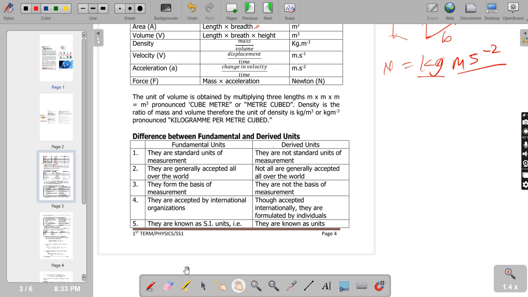Now, the difference between fundamental and derived units. We have a table here: this is fundamental units and this is derived units, and we're going to explain the differences. Fundamental units are standard units of measurement, while derived units are not standard units of measurement. So remember these things, you might be asked in an exam. They are generally accepted.